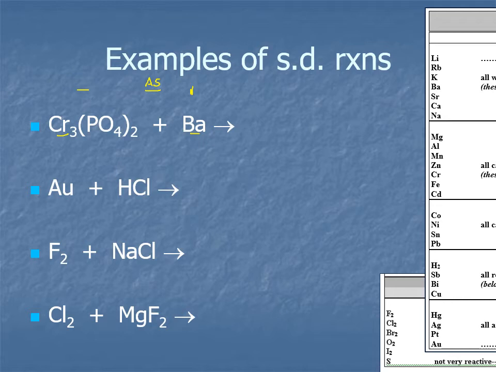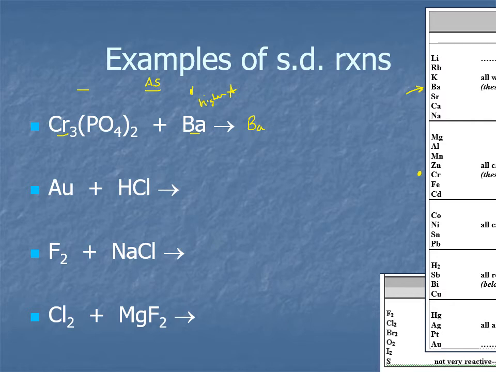So let's come over here and find barium. Okay, so barium is actually very close to the top. So as a free element, barium is pretty high. It looks like it should be, whereas chromium, well, chromium is way down here. And so yes, this reaction will occur. Barium, the free element, is higher. So it will occur, and I can predict.